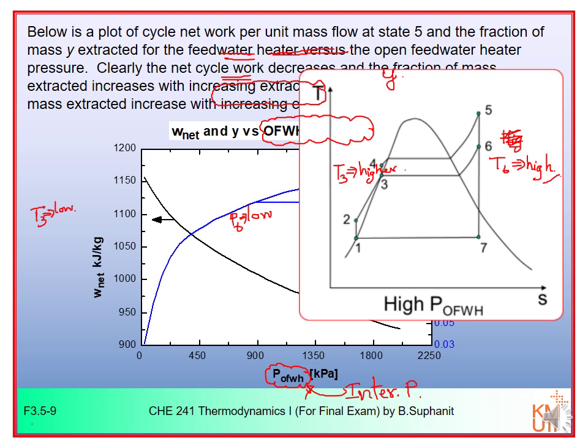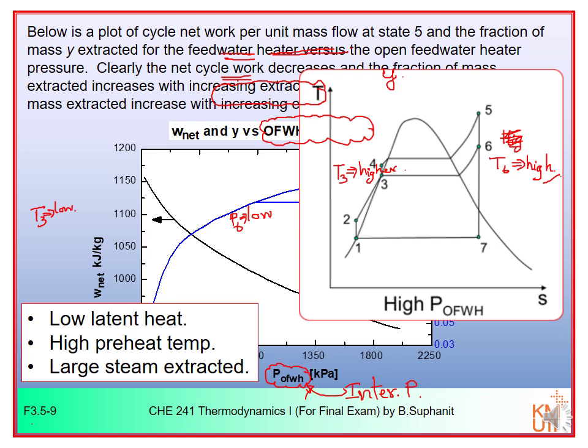So it means that if you operate at high POFWH, you need to preheat the water to a higher temperature. T3 would be at a higher temperature. It means that you have to extract more steam. A large amount of steam must be extracted, or Y would be increased.